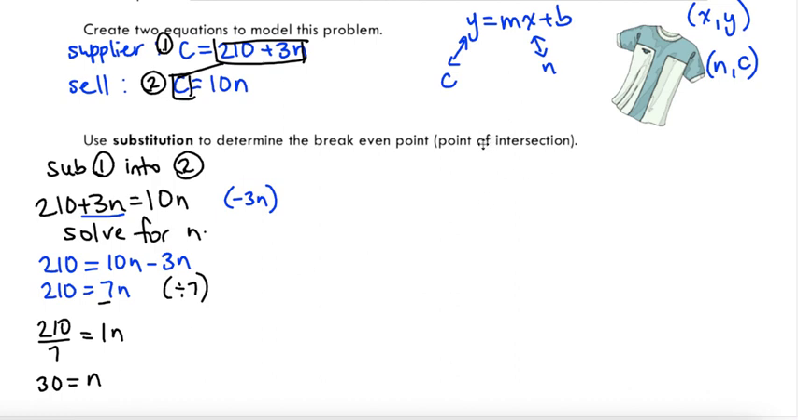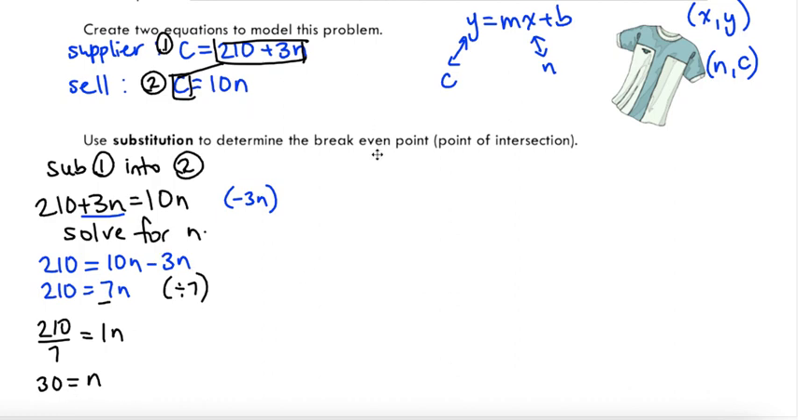Now we want to know the entire point of intersection. So I want to know not only how many t-shirts I have to sell, but how much money I'm going to have to give to the supplier, and how much money I will earn by selling the t-shirts. So I'm going to take this one step further, and now I'm going to solve for my C value. So I do that by substituting and solving again.